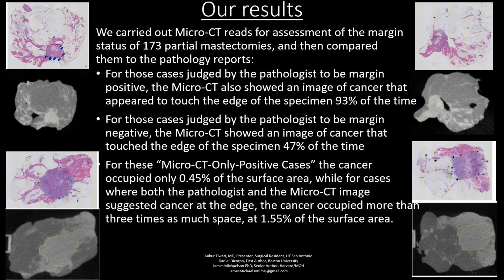For these micro-CT only positive cases, the cancer occupied only 0.45% of the surface area, while for cases where both the pathologist and the micro-CT image suggested cancer at the edge, the cancer occupied more than 3 times as much space at 1.55% of the surface area.